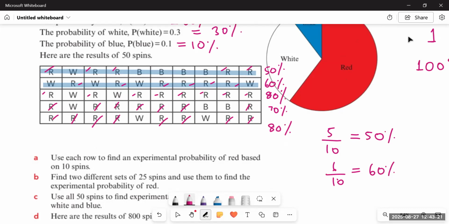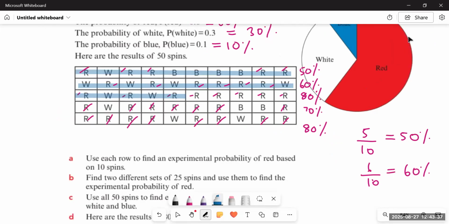Then they're saying find 2 different sets of 25 spins and use them to find the experimental probability of red. So let's take the first 25 first. In the first 2 rows, we have 5 and 6 reds. Let's write the number of reds in the rows. It's 5. There it is 6. And in the next 5 spins, we have 1, 2, 3. So it makes a total of 5 plus 6 plus 3 equals 14.